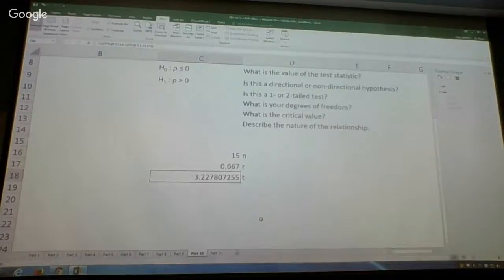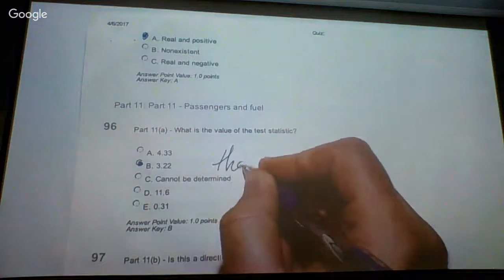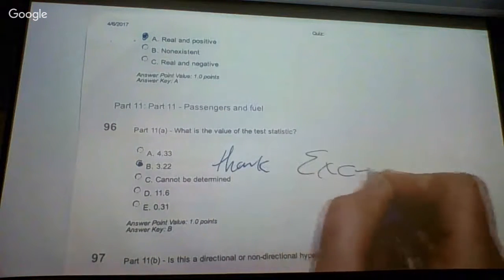Let me slow this bit down. The value of the test statistic we just hit is about 3.22. Thanks, Excel.